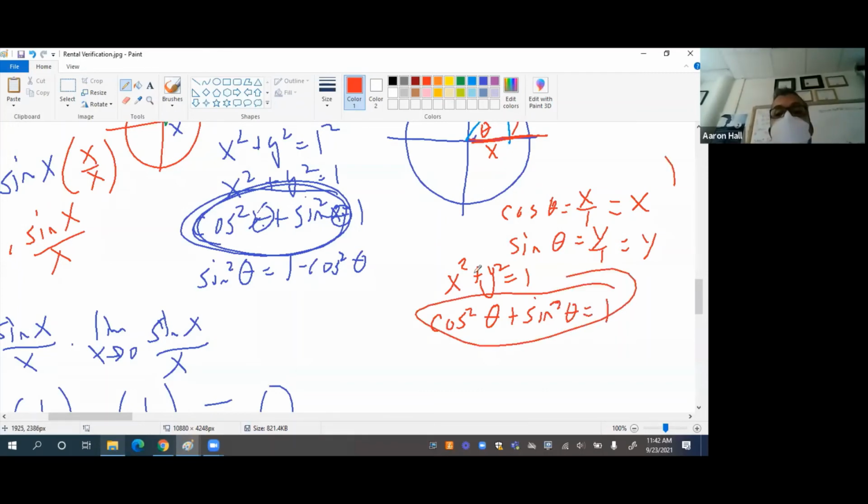Most of us just have this memorized. We don't have to go and recreate it each time. We just have it memorized.